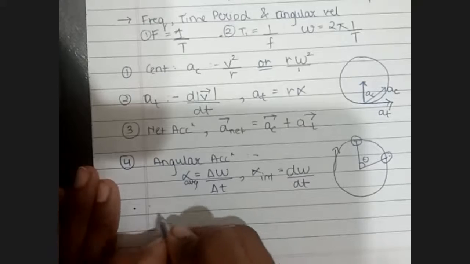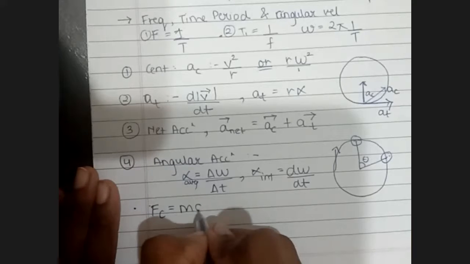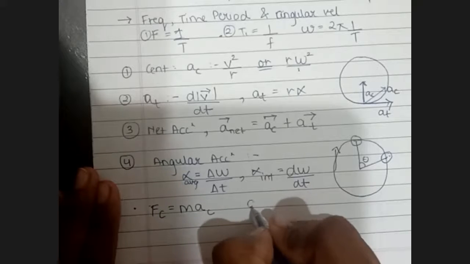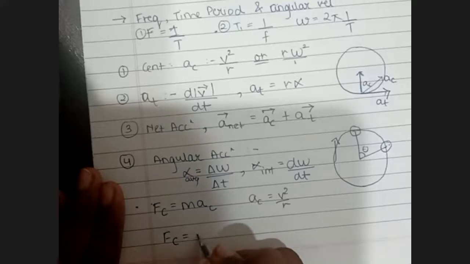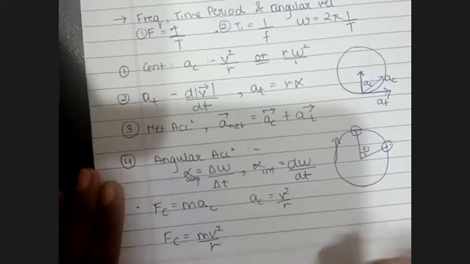So we know that in a circular motion force is equal to mass into acceleration. So as the centripetal acceleration is v square upon r, even force is equal to mv square upon r. We have to always remember that in circular motion, centripetal force is very necessary.